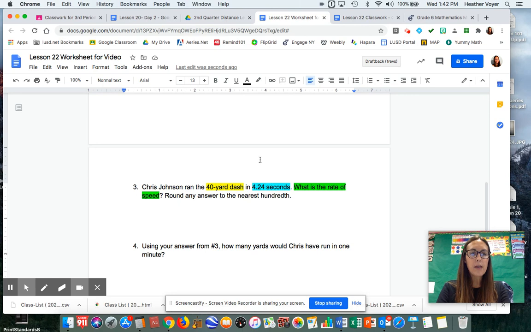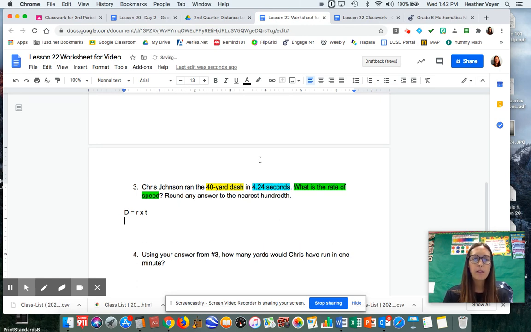So let's type out that equation again. D equals R times T, again R standing for rate and T standing for time. And let's plug in what we know from the word problem. This time I'm given the distance. I'm already given what D equals, and I know that D equals 40. So I'm going to type 40 there.